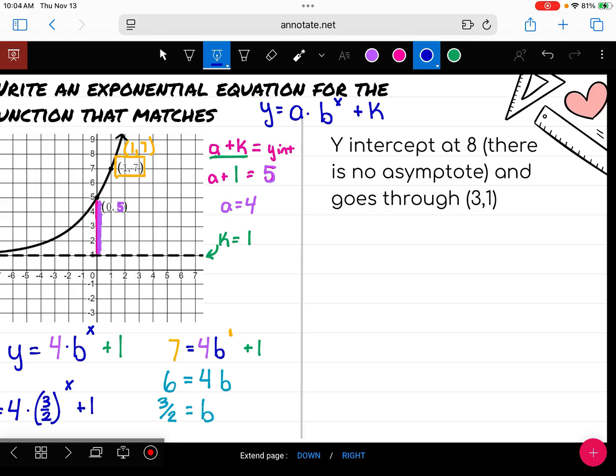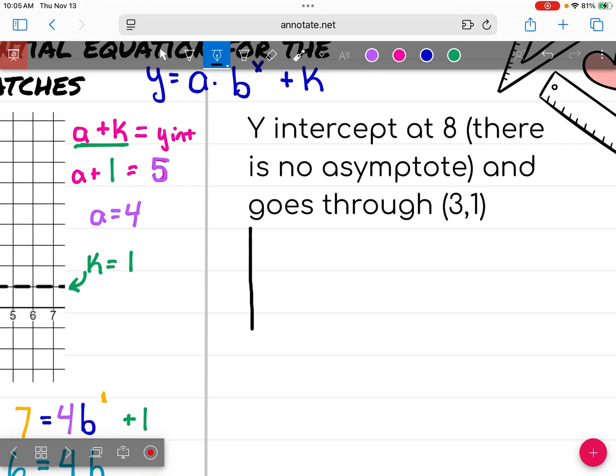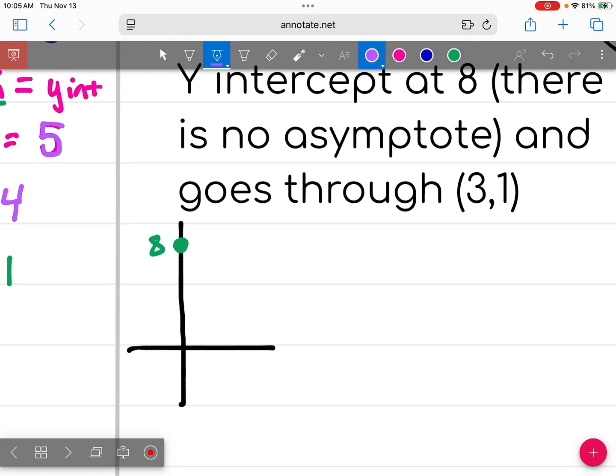So the second one, it's not a picture. We can give ourselves a sketch if it helps, but it's not like from a graph. So if it helps you, you can absolutely sketch this out. We know we've got a y-intercept at 8, and it's going to go through the point 3, 1. So this function is going to look like this. We've got an exponential decay here.